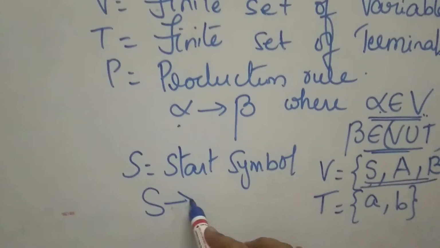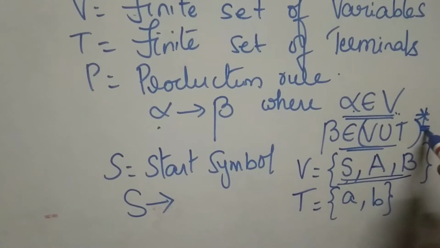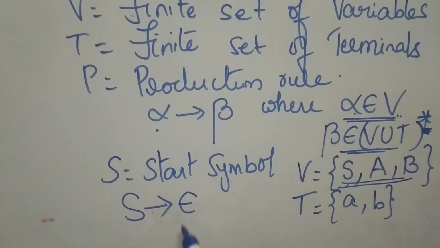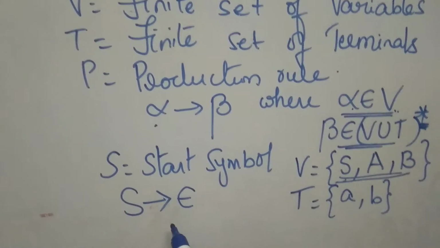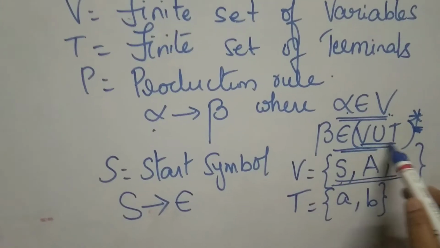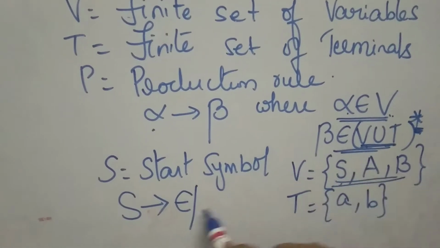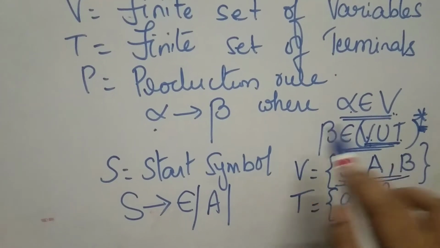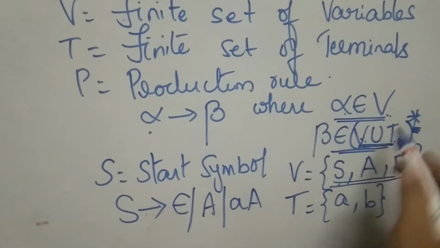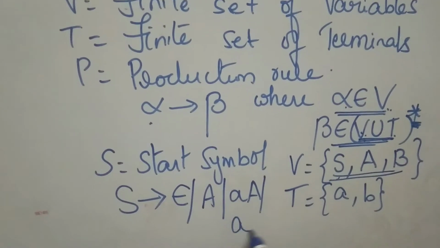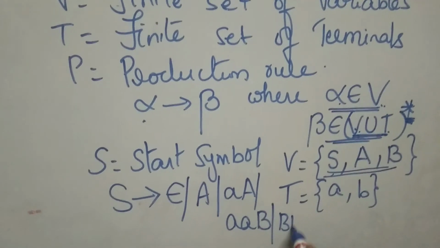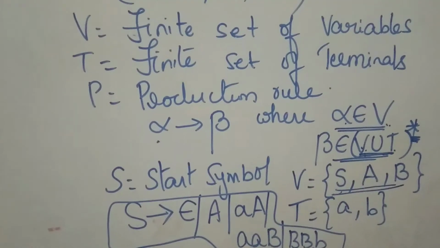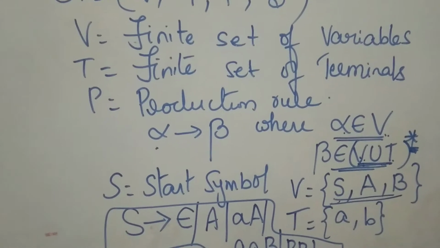So S tends to something, and whole star represents may or may not, which means each production may or may not contain an epsilon. Next, it can be only a variable, such as A, or a variable combined with terminals, and these can repeat many times, something like this. This type of grammar we call a context free grammar.